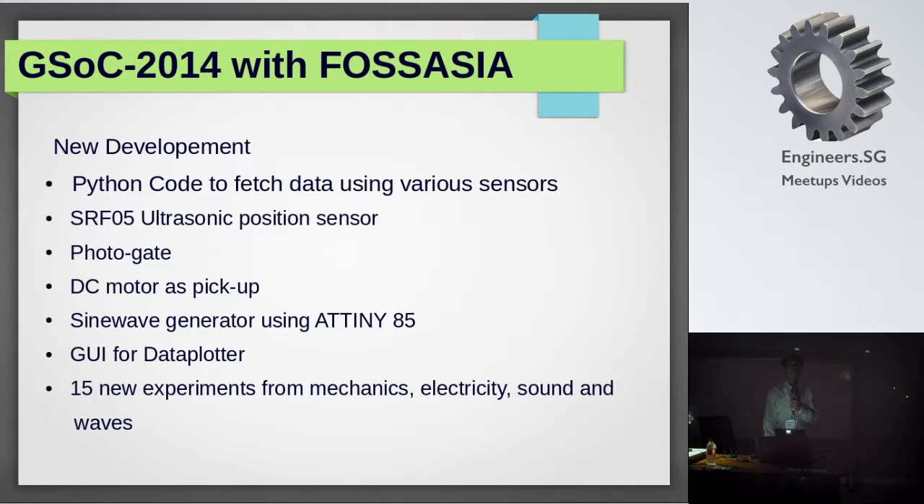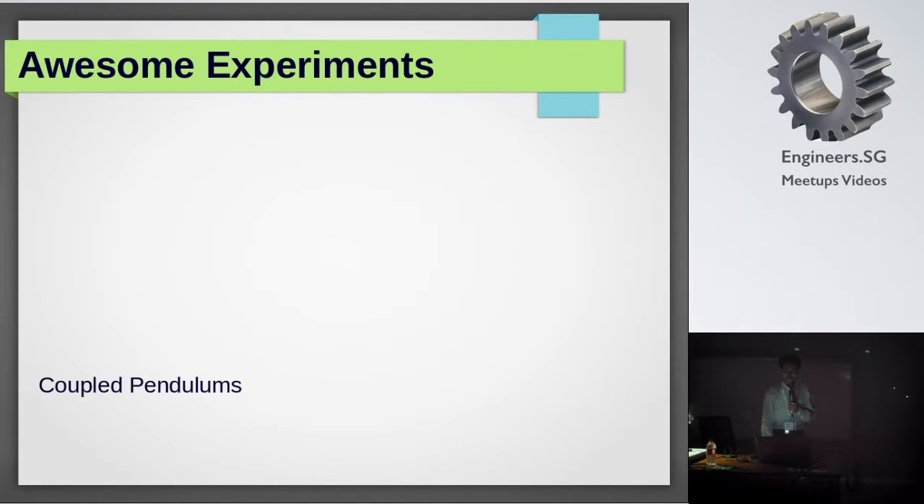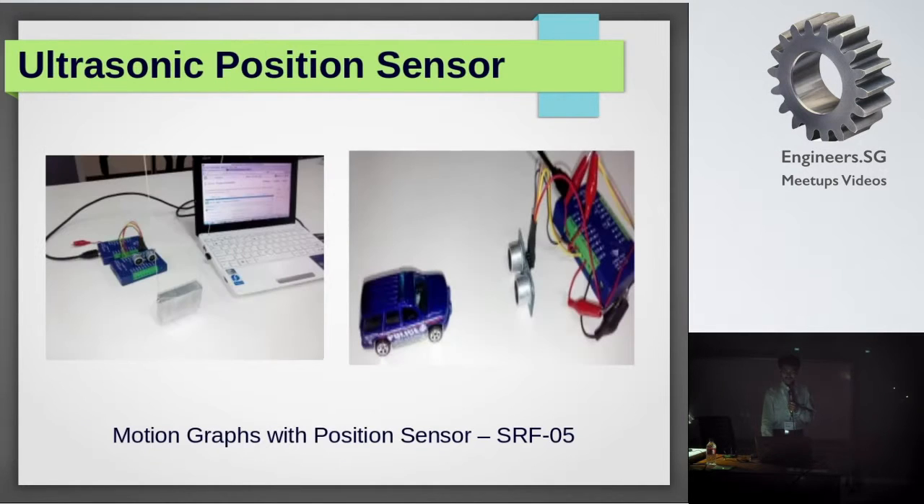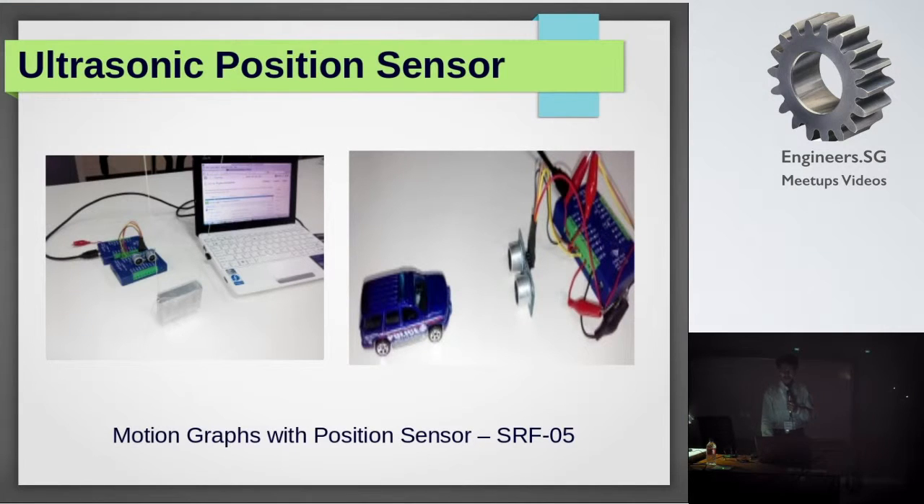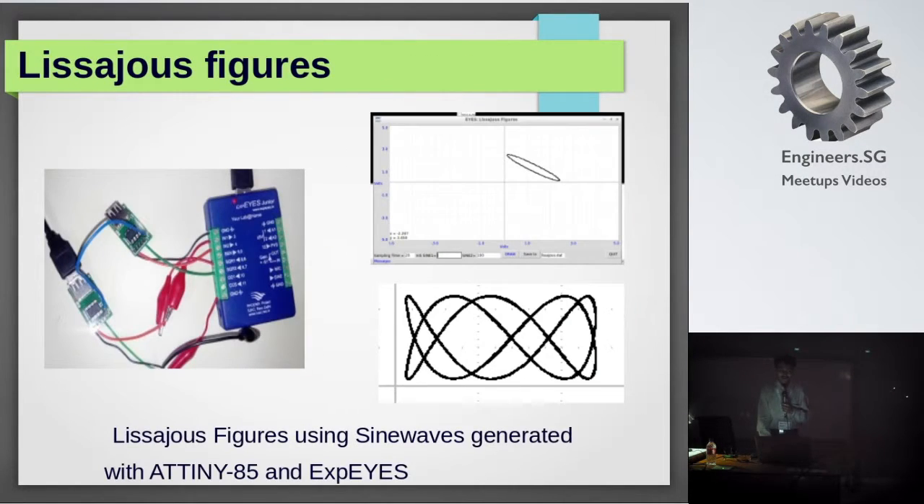Like that, we used a DC motor as a pickup device. We used the SRF sensor for position measurement. And we used small pressure plates from piezo buzzers as pressure sensors. Yeah, maybe the images are not visible. I'll just show that later on. We used the ultrasonic position sensor to fetch the data from moving objects and to study oscillatory motion or linear motion. One can plot a velocity time graph, an acceleration time graph and a position time graph using a very simple Python code.